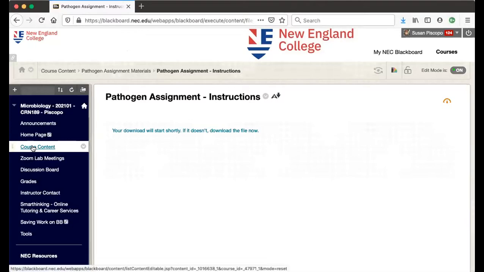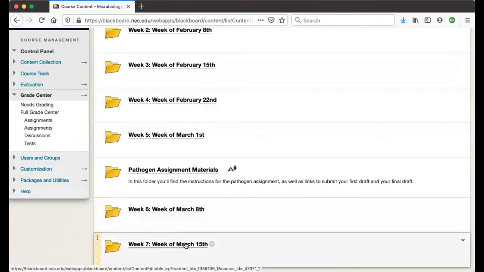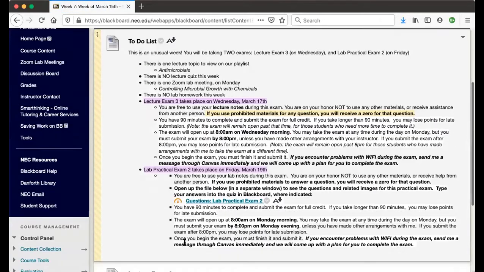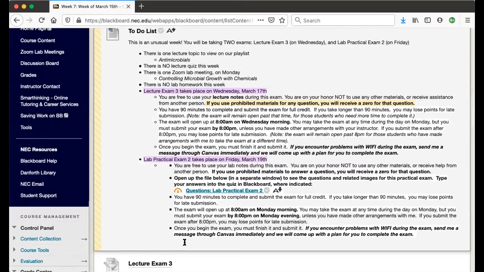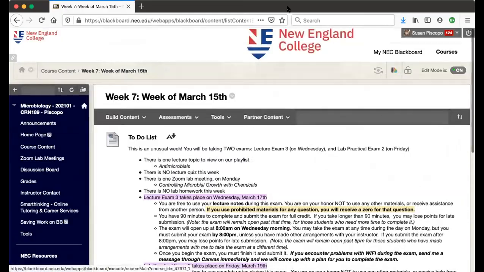And then looking ahead to next week. Just a reminder, this is a very unusual week for us next week. On Monday, we'll be meeting as usual for lab. And then on Wednesday, you'll be having a lecture exam. And on Friday, you'll be having a lab practical exam. So very unusual week for us, just to give you a heads up. All right.